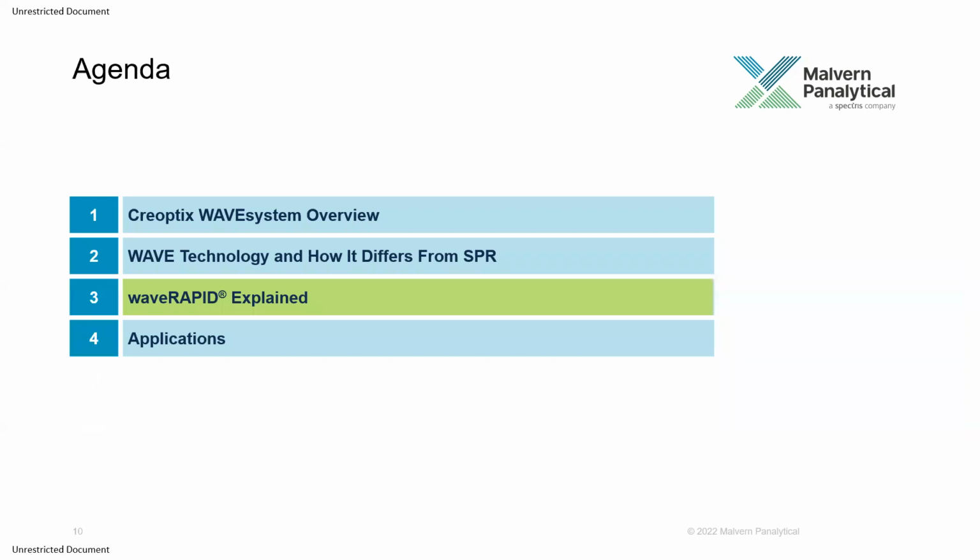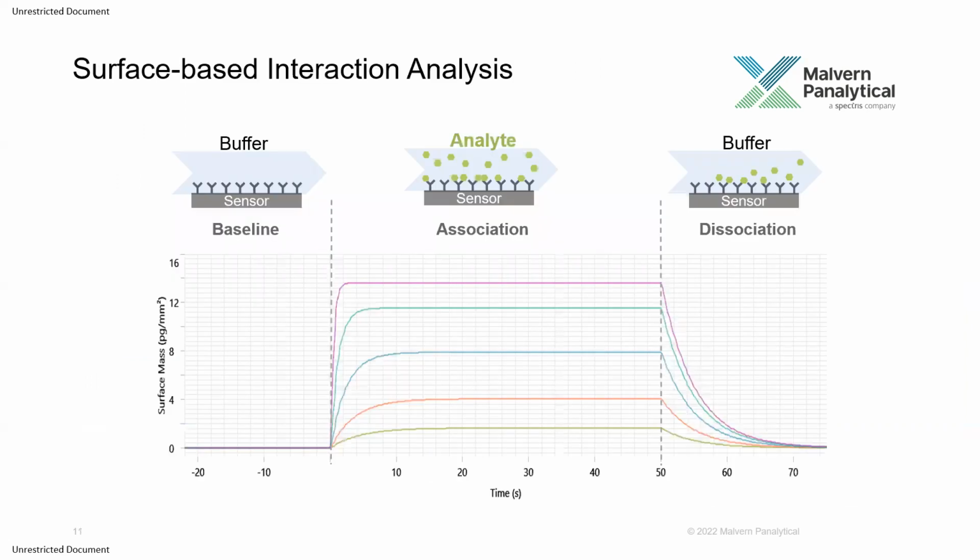All right. The next part I want to talk about is the WAVE rapid feature, a quick way of running kinetics. This is a new software feature that was launched back in January 2021, to help customers who need higher throughput to go through a large sample size faster. When you're running a kinetic assay, typically you have a baseline, association, and dissociation step.